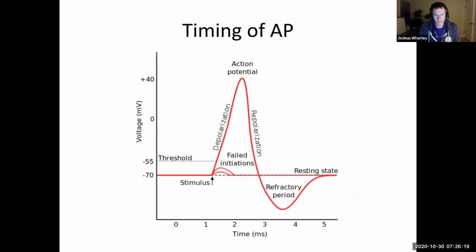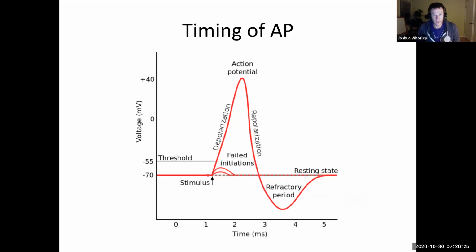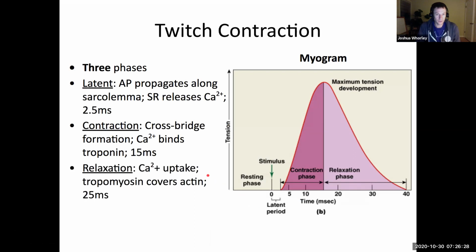In fact, I'm gonna jump back, right? Look at that. There's the signal. 1, 2, 3. By 4 milliseconds, we're back where we were, resting state, and ready to respond again to another signal. That's right about here, right, in this contraction phase. It's like at the very beginning of this contraction phase, it could potentially receive another signal to contract.